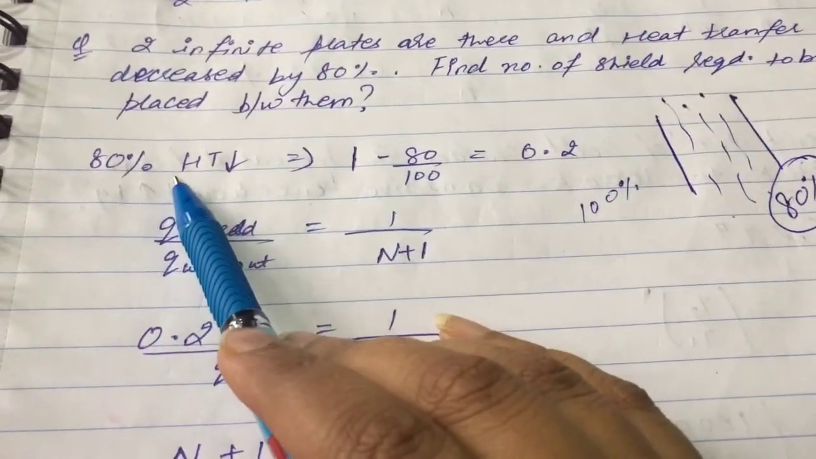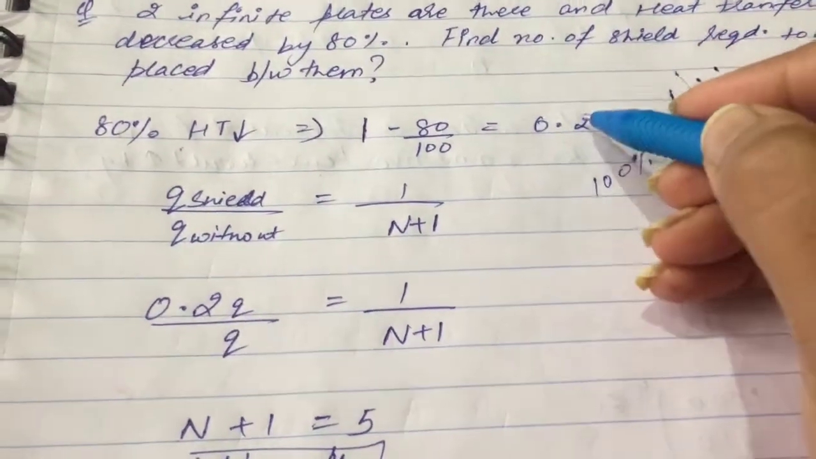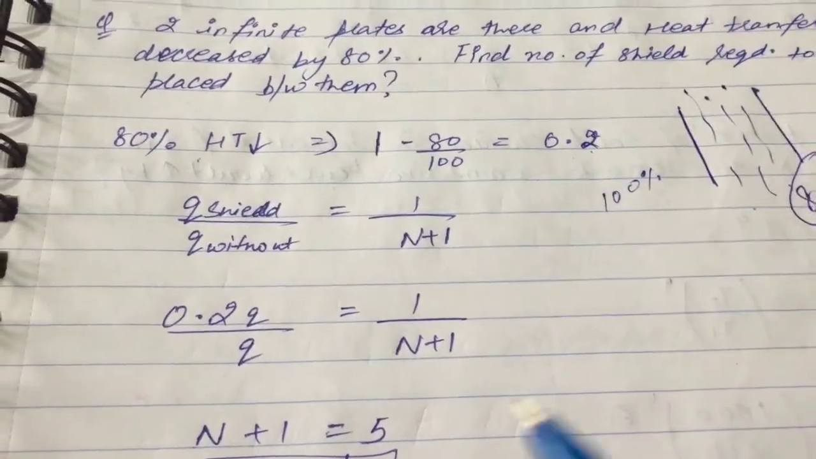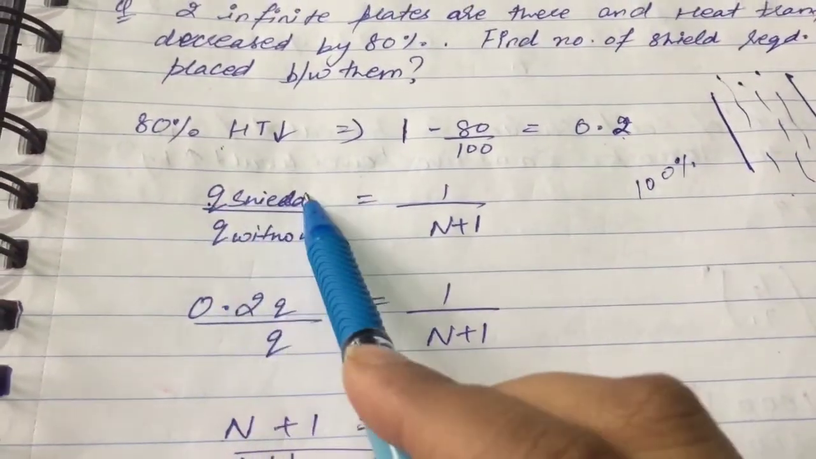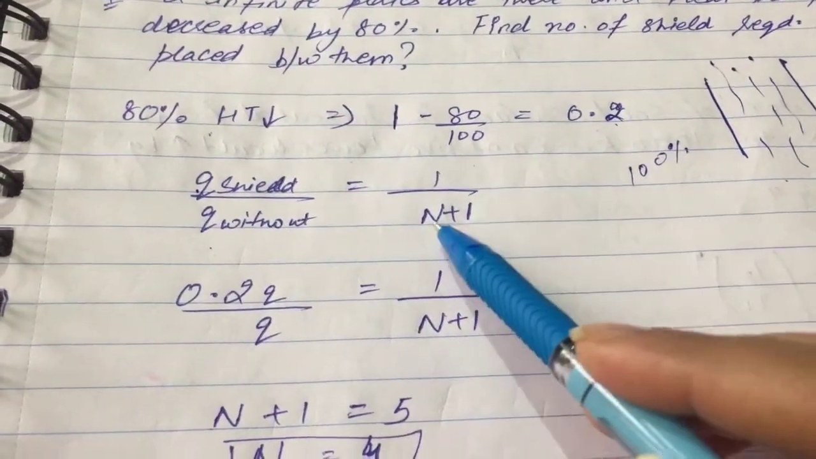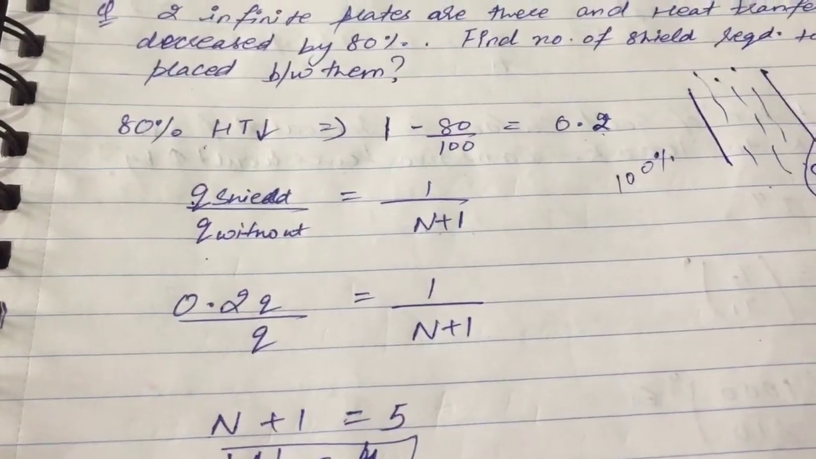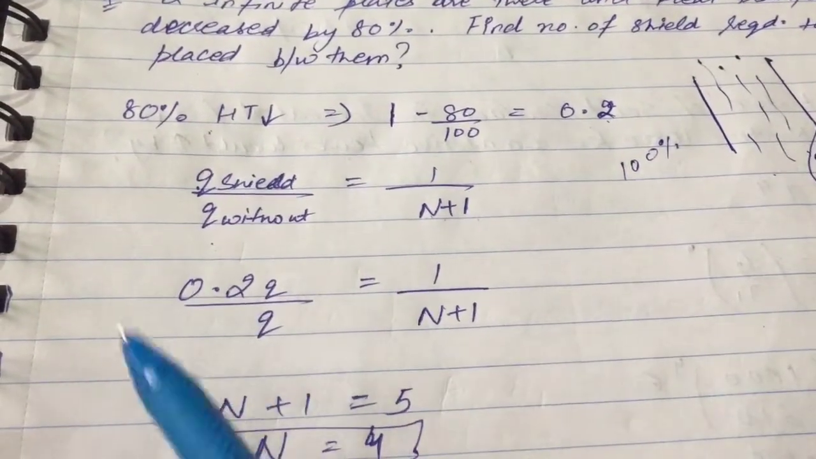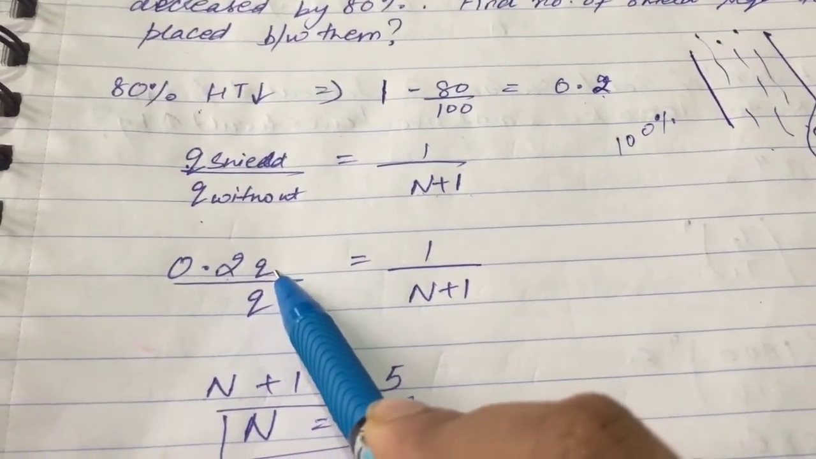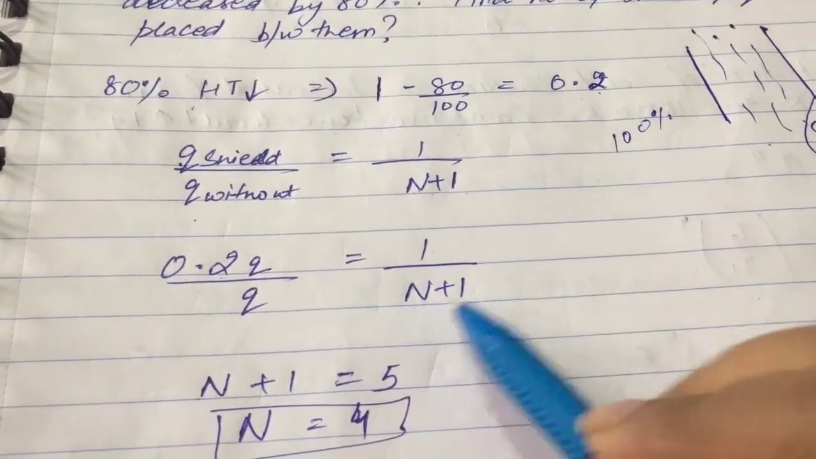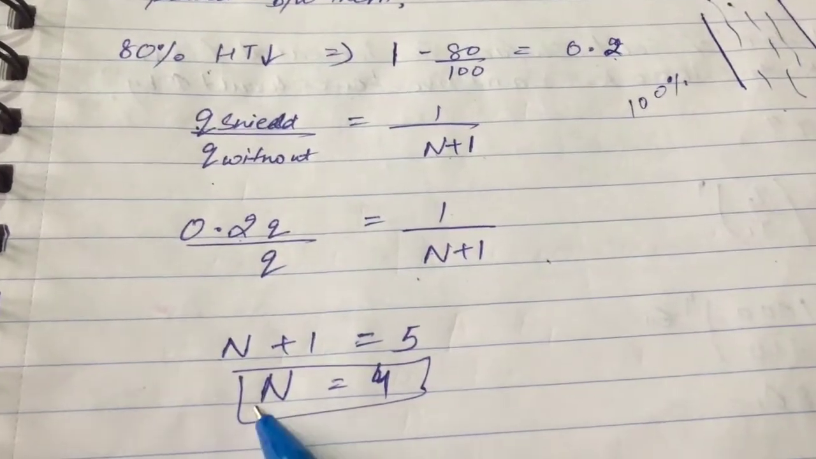So due to 80% heat transfer reduction, Q after shielding would become 0.2 times the initial heat transfer. We know that Q with shielding upon Q without shielding is equal to 1 by n plus 1, where n is the number of shields. So the final heat transfer with shielding would be 0.2 times the initial heat transfer, which is Q. It is equal to 1 by n plus 1, and we have to find the number of shields. Solving this, we get n equal to 4.